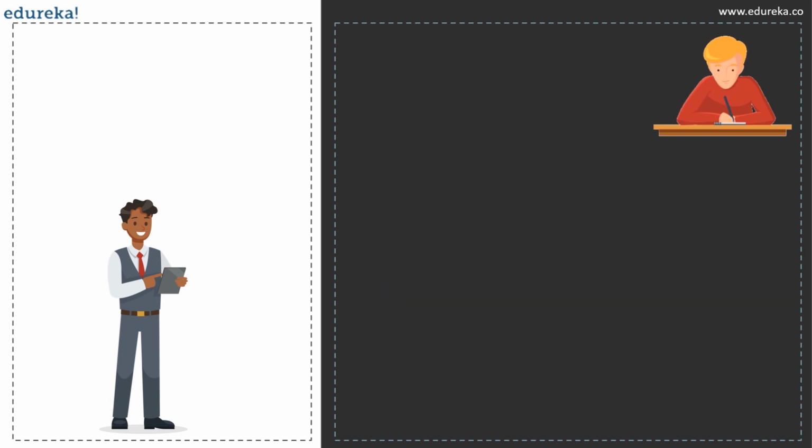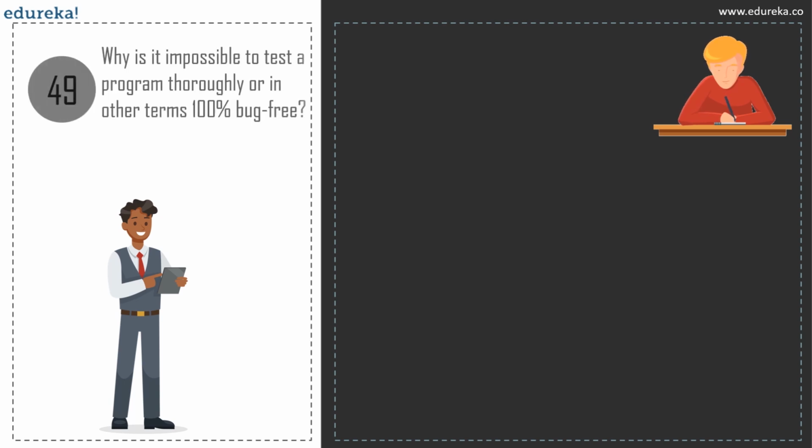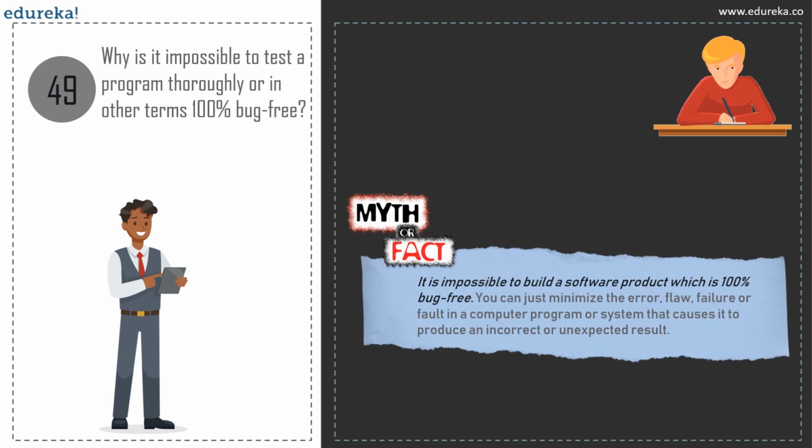Next question that we have is, why is it impossible to test a program thoroughly, or in other terms, make it 100% bug free? Guys, it's impossible to build a software product which is 100% bug free. You can just minimize the errors, flaws, failures or faults in your computer program or system which cause it to produce an unexpected result. But it's impossible to make it 100% error free.